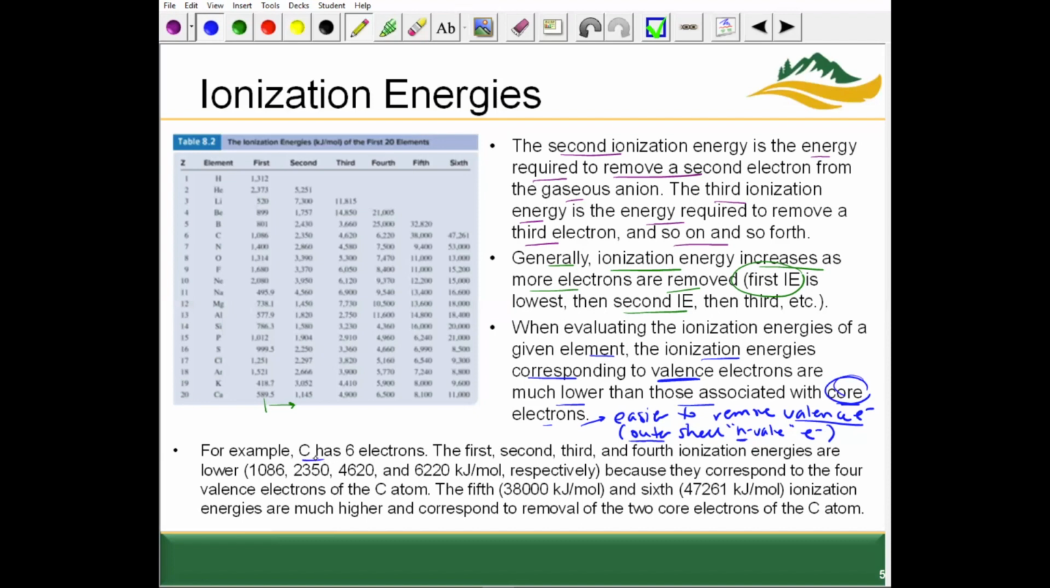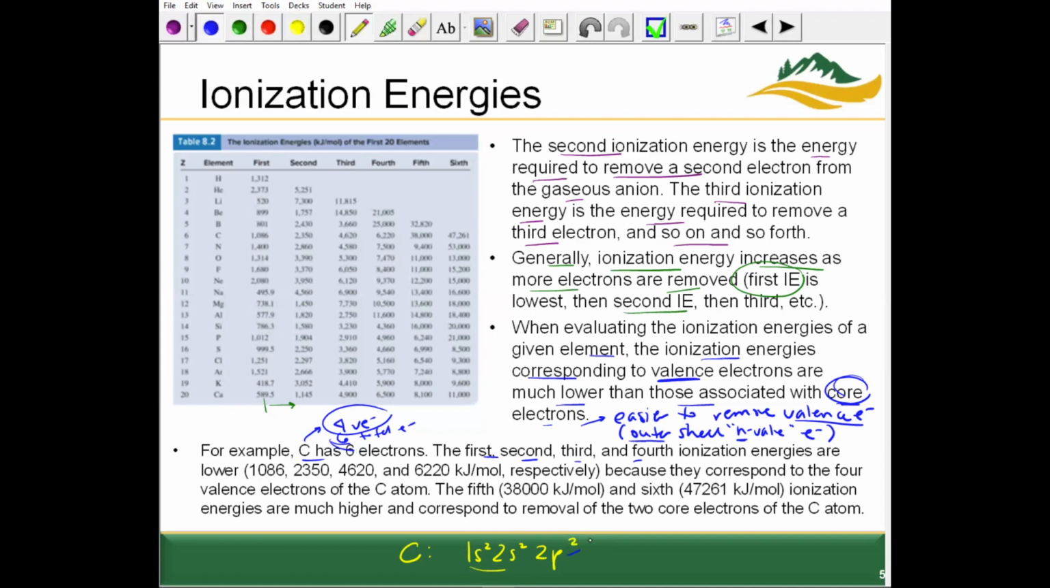And so based on carbon's placement in the periodic table, we know carbon has 4 valence electrons and 6 total electrons. The first, second, third, and fourth ionization energies are lower compared to the 2 inner shell electrons, because these 4 valence electrons will be easier to remove, definitely compared to the 2 inner shell electrons. And so carbon with 6 electrons, we know that's 1s2, 2s2, so that's 4 electrons so far, then 2p2.